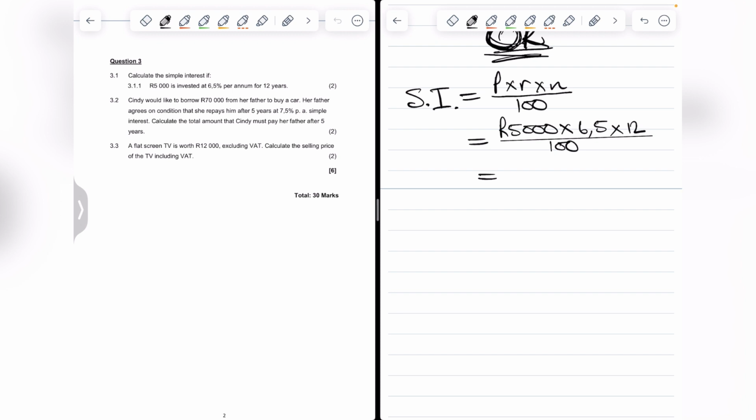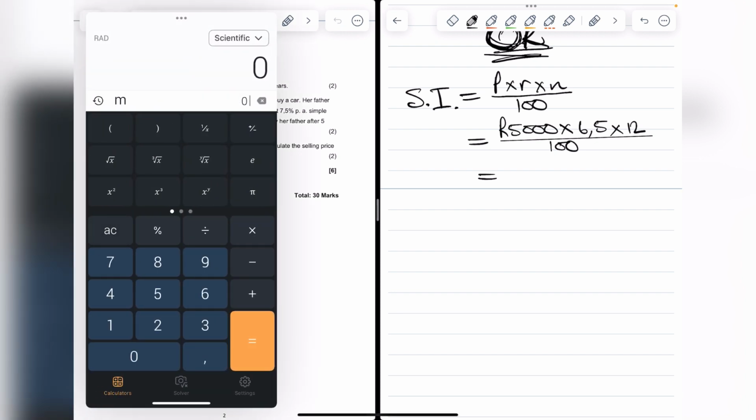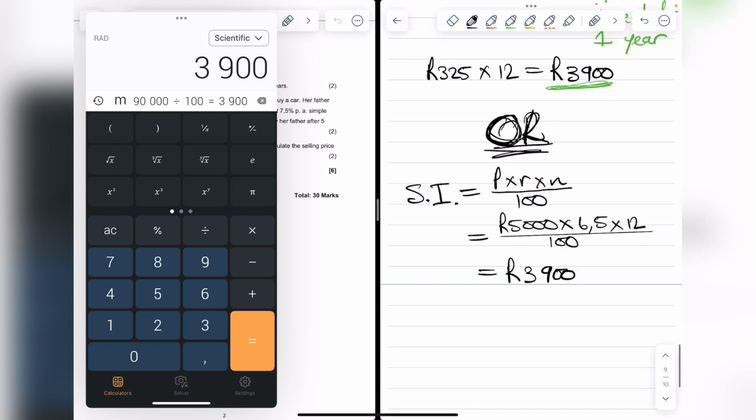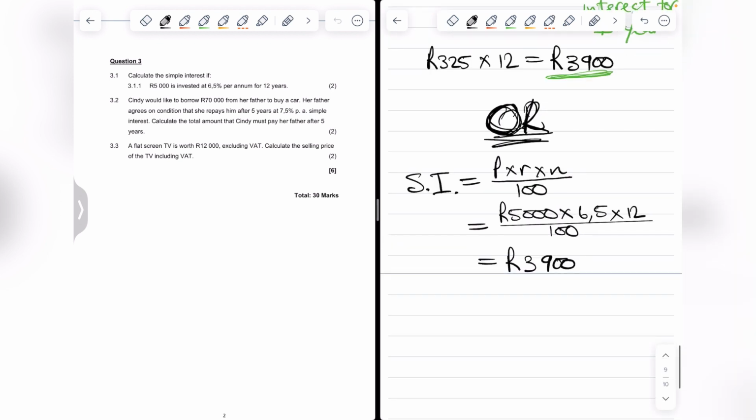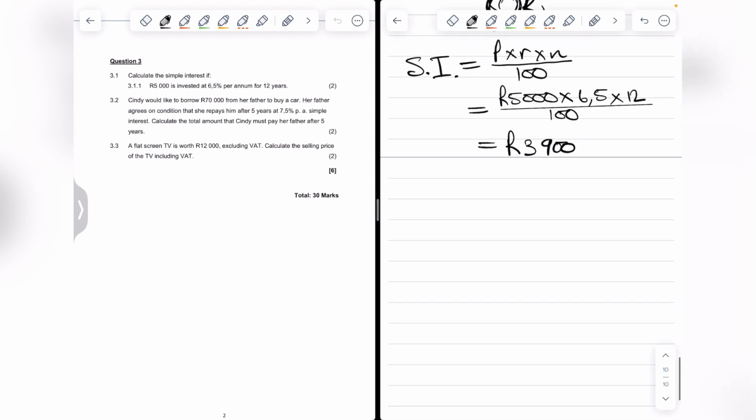And I should get the same answer. So let's say 5,000 Rand multiplied by 6.5 multiplied by 12 equals that, divided by 100. And my answer is 3,900, which is the same as what we had here previously. So you can choose either one there. I prefer that you use the simple interest formula. It does everything for you all in one go.